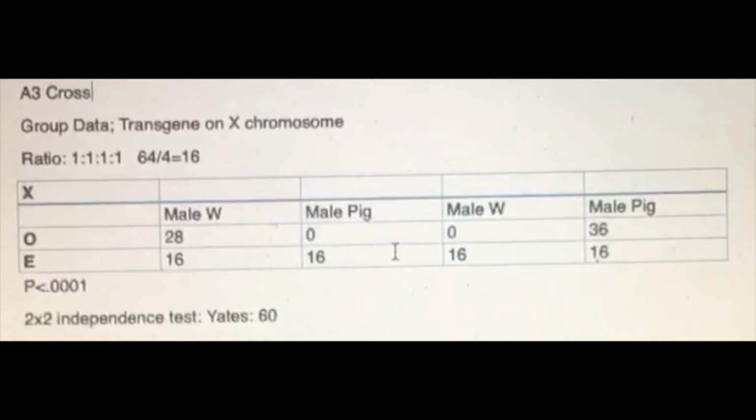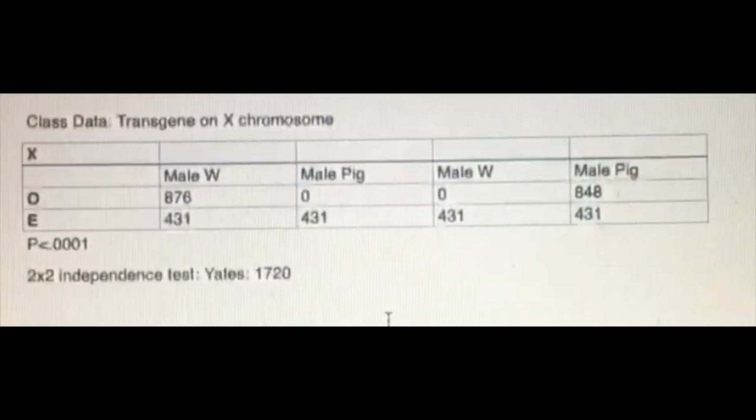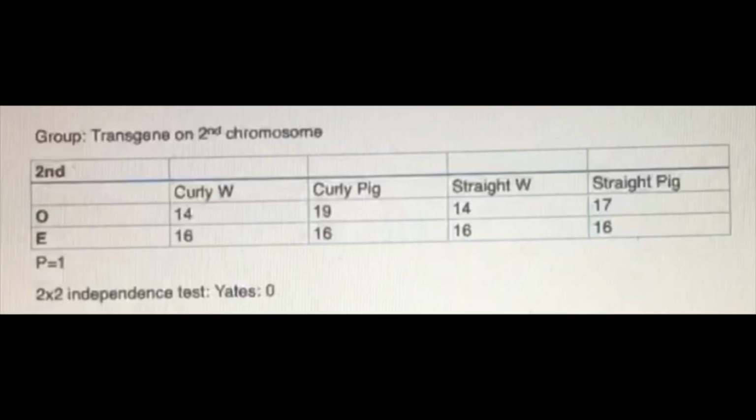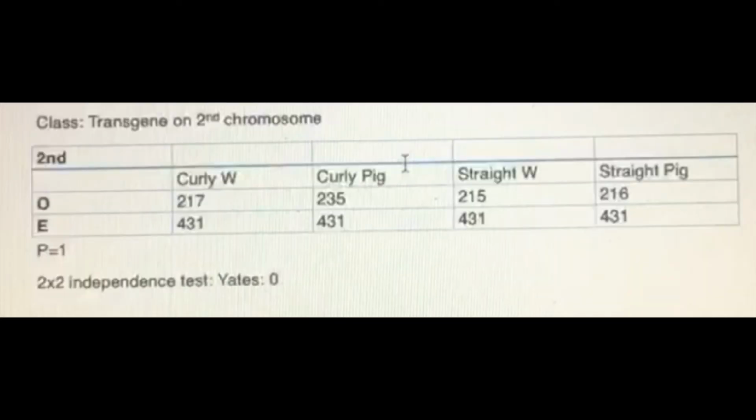For our group data, when the transgene is on the X chromosome, the p-value would be less than 0.0001, and with the independence test Yates equals 60. For the class data, when the transgene is on the X chromosome, p is less than 0.0001, and the independence test is Yates equals 1,720. When the transgene is on the second chromosome, p equals 1, and the independence test is Yates equals 0.